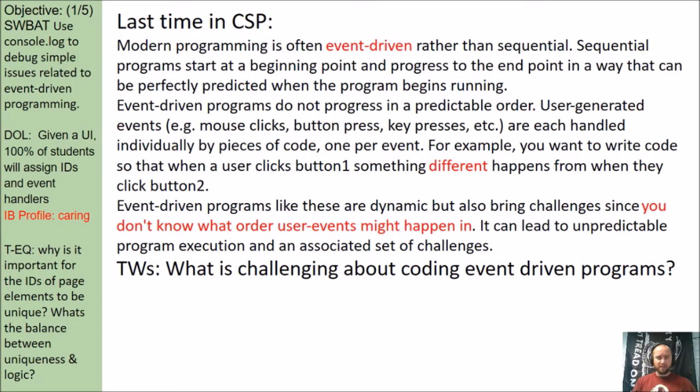User-generated events, that is, mouse clicks and button presses, are each handled individually by pieces of code, one per event. For example, you want to write code so that when a user clicks button 1, something different happens from when they click button 2. Event-driven programs like these are dynamic, but also bring challenges since you don't know what order user events might happen in. It can lead to unpredictable program execution and an associated set of challenges. With that said, your Think Write Share is: what is challenging about coding event-driven programs?